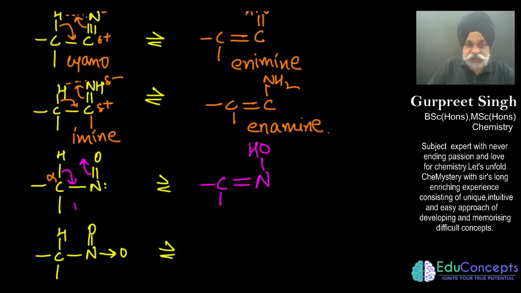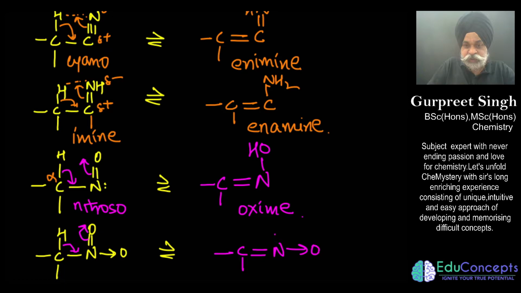Now this is nitroso, and this is what you would call oxime. So this is the oxime formation, and similarly here this is nitro, and this moves here, and you end up getting something like this. This is a very popular one. This is called nitro-aci tautomerism. This is the common name of this functional group.